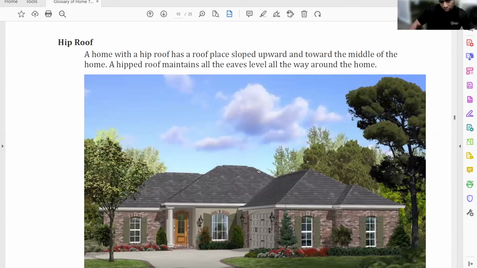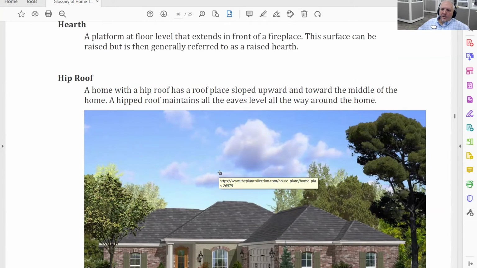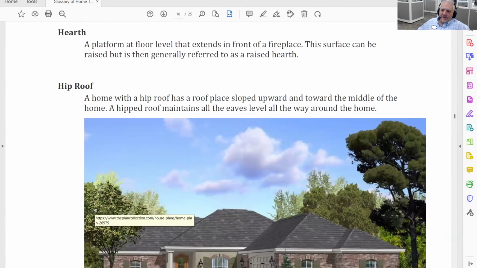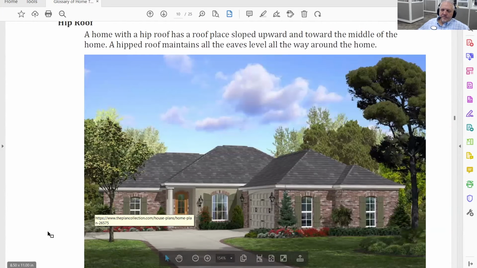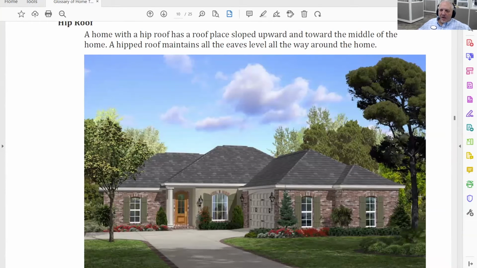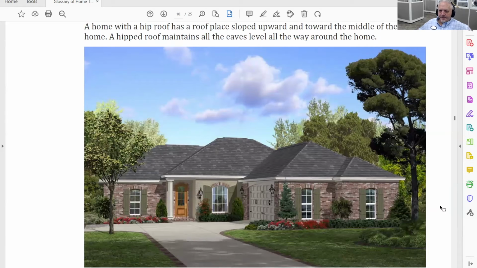Okay, notice how it's much more steep instead of just being clipped at the top with a half hip. That little clipping there and that little clipping there, that's a half hip. This is a full hipped roof. Frequently you'll see hipped roofs on ranches similar to this, which is very prevalent in Roswell. If you're doing business in Roswell, Alpharetta, a lot of homes like this.